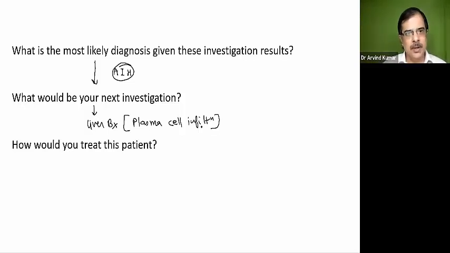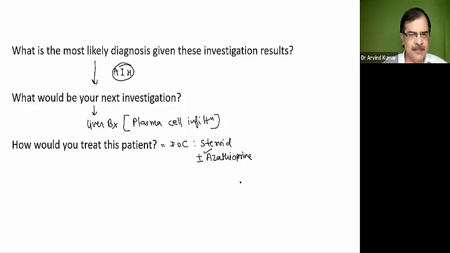Now finally, how will you treat this patient? What will be the treatment of this patient? The treatment of choice or drug of choice, all of you know, is the steroids. Drug of choice, steroids. You can plus minus add azathioprine. Most of the hepatologists give azathioprine simultaneously with the steroids.